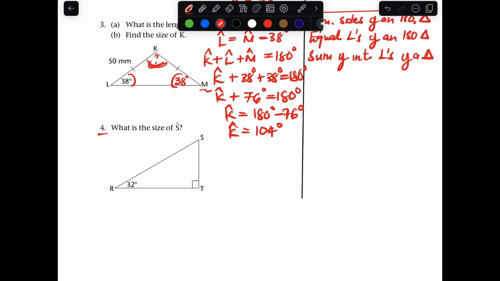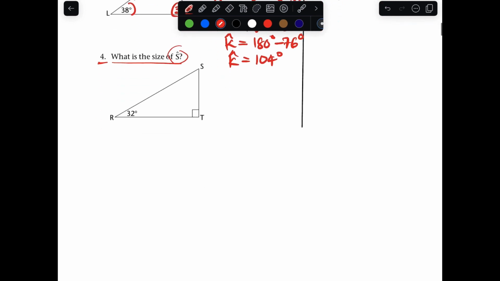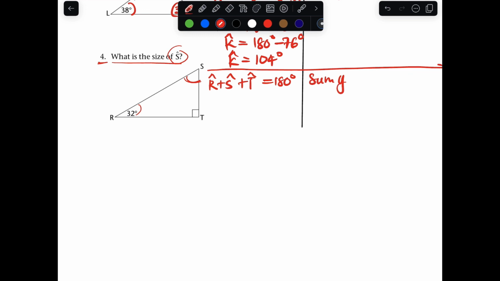The fourth question says, what size is S? So size S is this angle. If you look at this angle that we're given here, we're given a right angle triangle. Now we'll do the same with the interior angles. We'll add them. So angle R plus angle S plus angle T, they're all equal to 180, the sum of interior angles of a triangle. So R is equal to 32, plus S is the one that we're looking for, plus T is equal to 90, equal to 180.